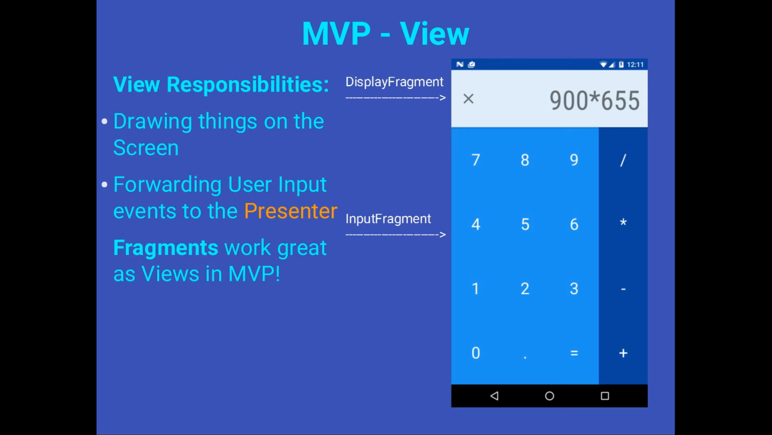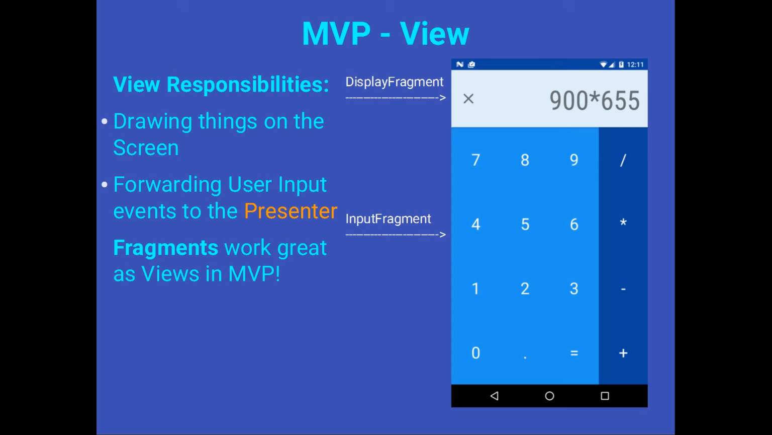So the first thing is the view is mainly going to be concerned with drawing things on the screen. Obviously, the view is going to contain our text view, which is the display, and it's going to be responsible for setting the text on the display. Obviously, it doesn't make sense to do that elsewhere. The view is also going to be responsible for forwarding user input events to the presenter. So whenever the user clicks on any part of the view, any of the buttons, the view is going to be responsible for telling the presenter, which we'll get to next, hey, this just happened.